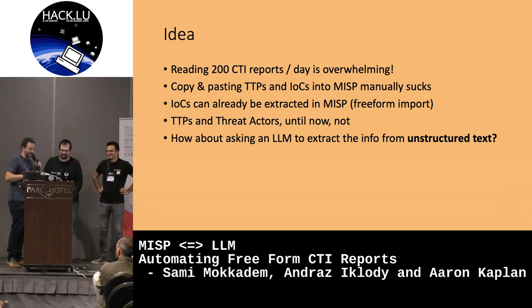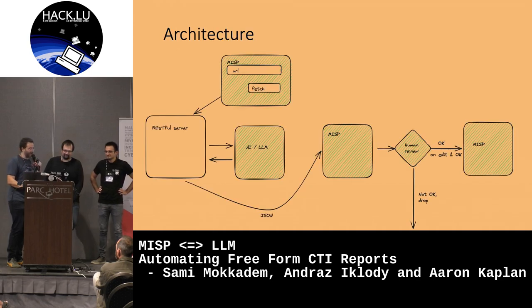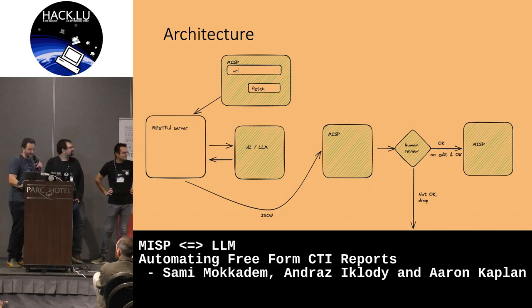How about asking an LLM to extract the information from unstructured text and then have it in structured form in MISP? Briefly, the architecture is like this. You have a MISP module where you give it your URL. That goes to a RESTful API server, which just got released yesterday. That asks the AI or LLM. You can change the LLM: a local LLM, OpenAI, or whatever you like. Then you get structured information back into the MISP module.